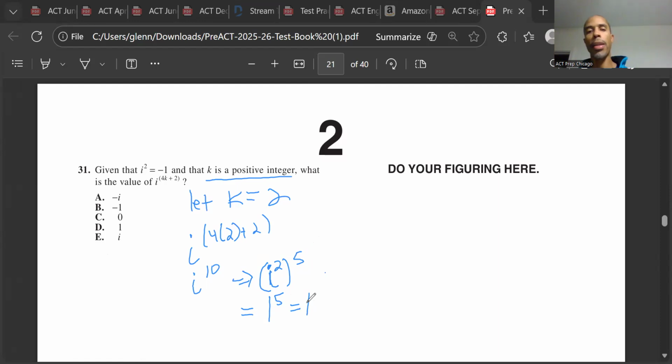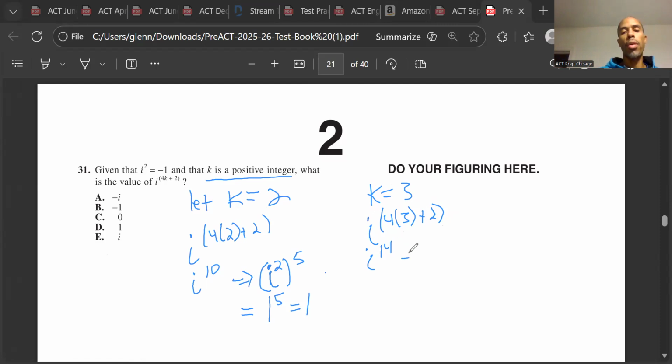Okay, let's find out what happens when k is equal to 3, because they say k is a positive integer. So when k is equal to 3, we have i to the 4 times 3 plus 2, which is i to the 12 plus 2, which is 14. We want to express it in terms of i squared, so 14 is i squared to the 7th, because when we take one exponent to another, we multiply.